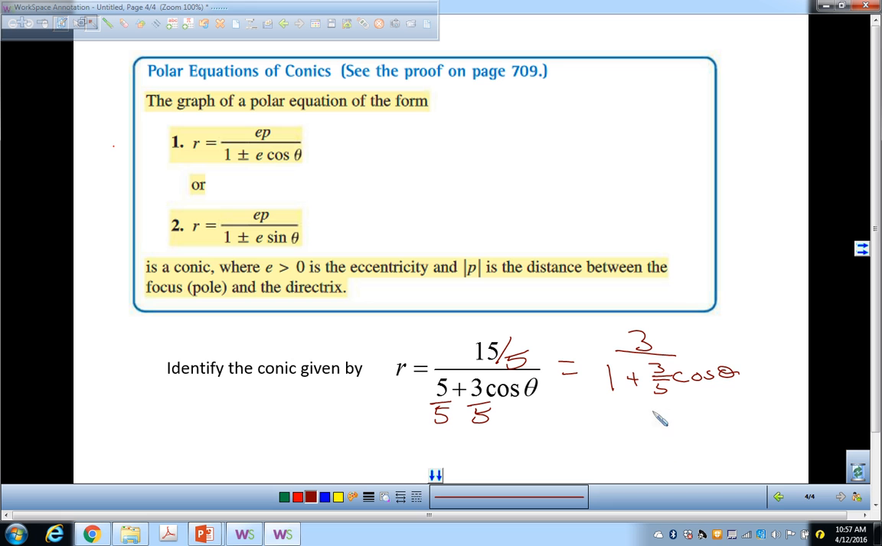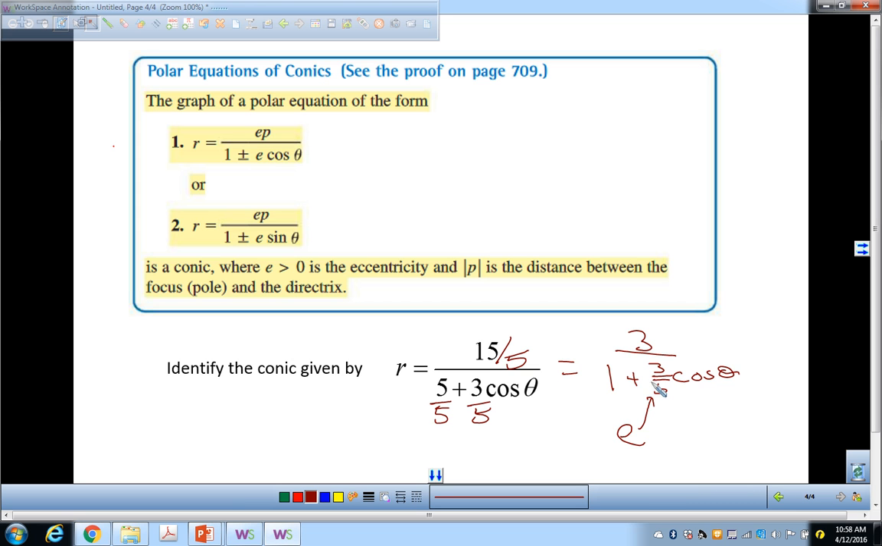So this number right here is what? Right there. I'll give you a hint. I wrote it there. What's 3/5? E, that's the eccentricity. Which of my 3 conic sections has an E value that is between 0 and 1?